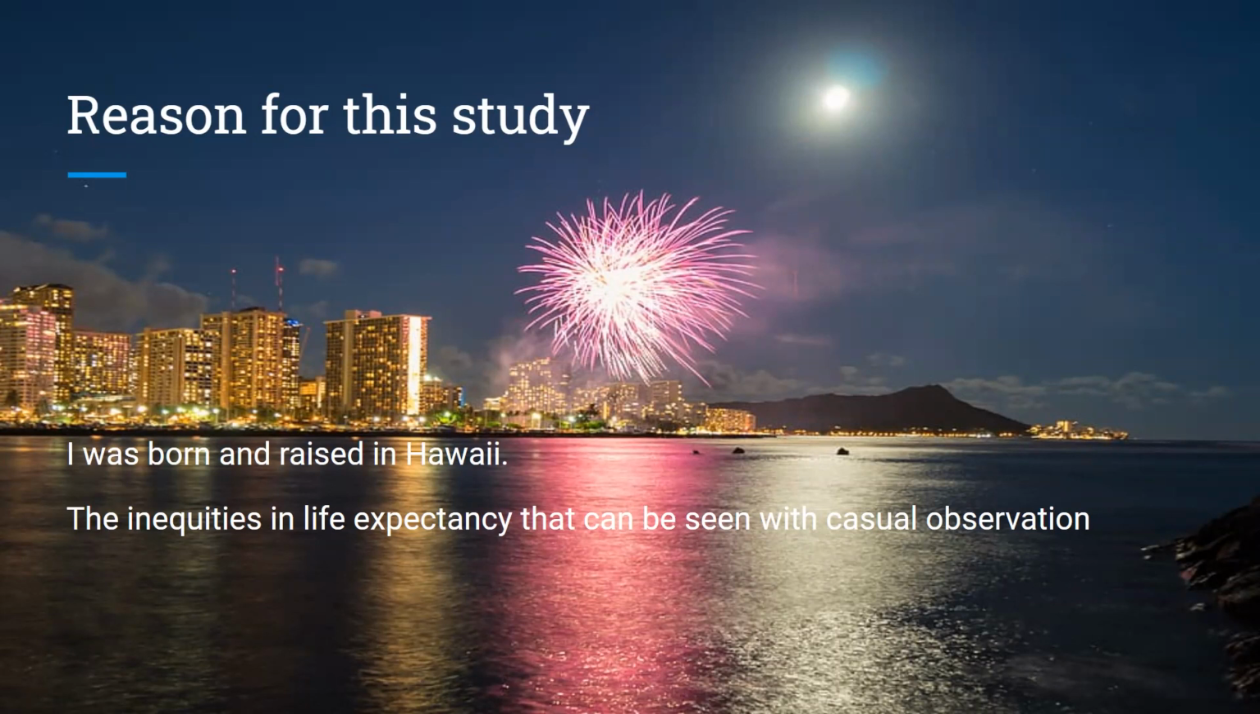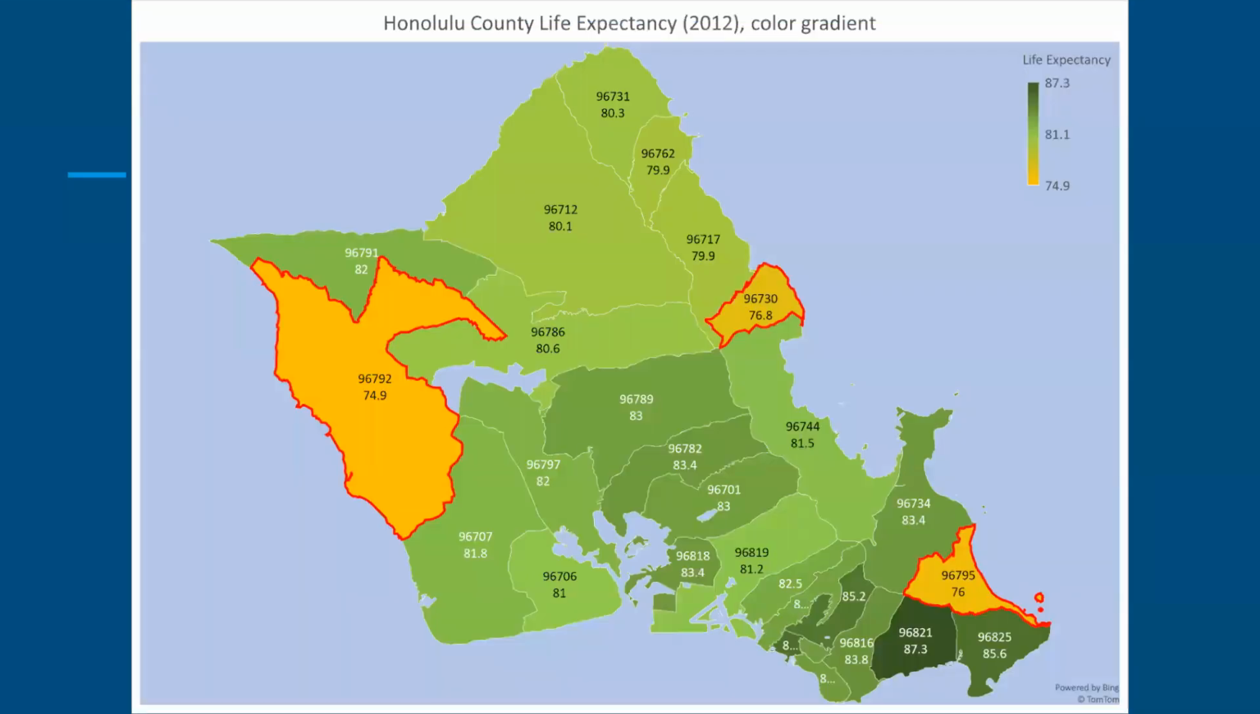And it really shocked me when I learned about inequities in life expectancy in Hawaii that can be seen with casual observation. Now, this here's a map of Oahu just to show you the inequities, the differences in life expectancy by zip code. If you notice, the darkest areas are around Hawaii Kai, and then right next door, there's bright yellow, and that yellow shows a significant decrease in life expectancy.